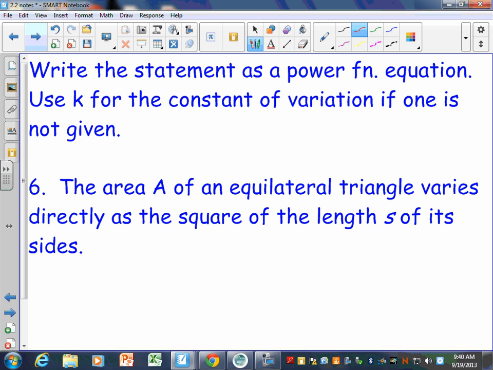So number 6 is a geometry formula. It says the area A of an equilateral triangle varies directly as the square of the length s of its sides. So I'll write that down and then we'll kind of figure it out.